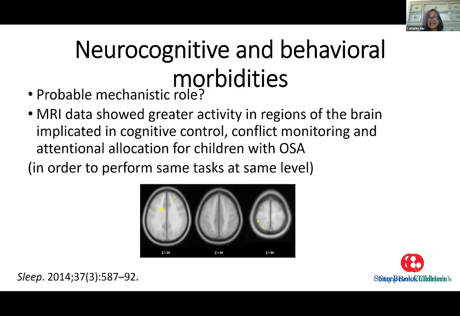There's MRI data that shows that there are greater activities in the regions of the brain implicated in cognitive control, in conflict monitoring, and attention for children with OSA. So they actually have to work harder in certain regions of their brain in order to perform the same task.